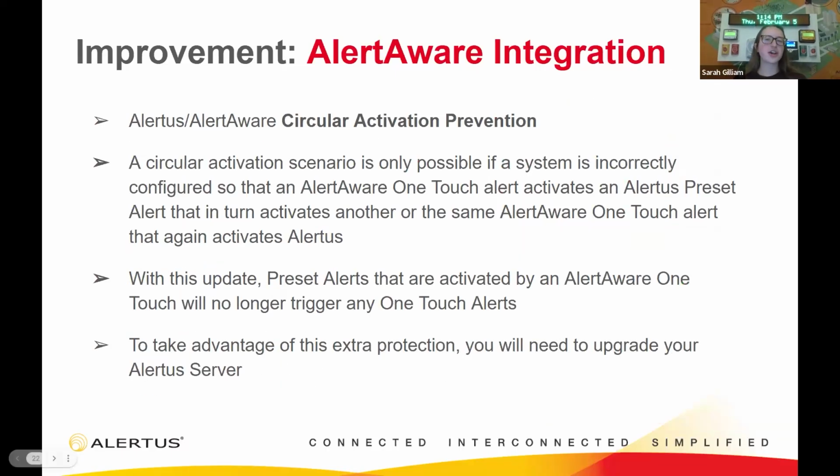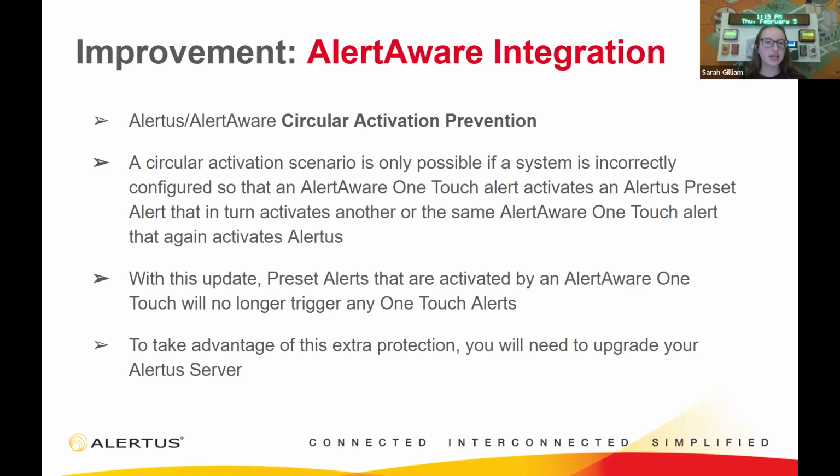And the next AlertAware integration update introduces a safeguard to completely eliminate the possibility of accidental circular activations. Currently, a circular activation scenario is only possible if a system is incorrectly configured so that an AlertAware one-touch alert activates an Alertus preset alert that then activates another or the same AlertAware one-touch alert that then sends it back to Alertus, and so on. Please note, customers who worked with Alertus personnel to configure their system should not have to worry about any of their alerts being set up in this way.